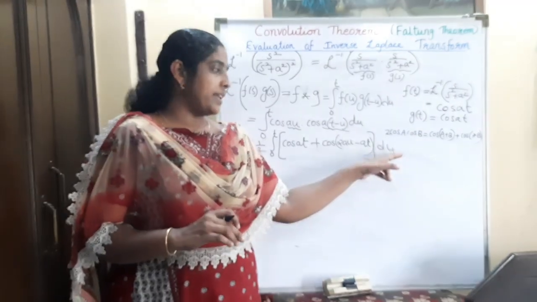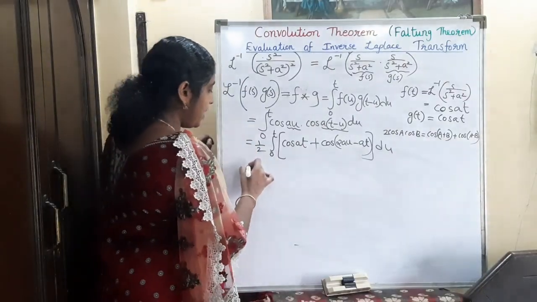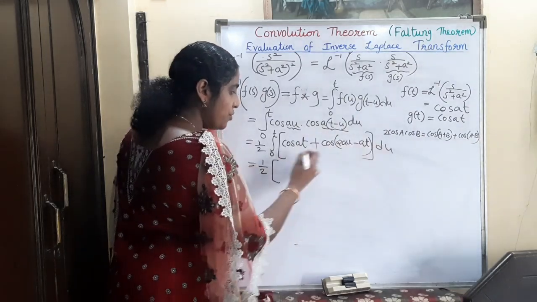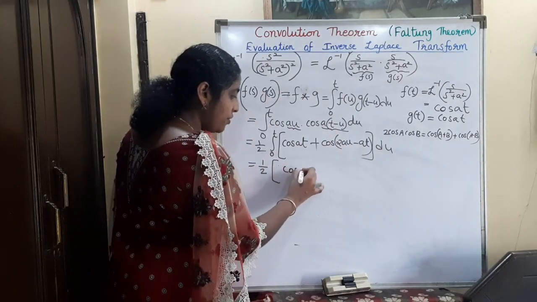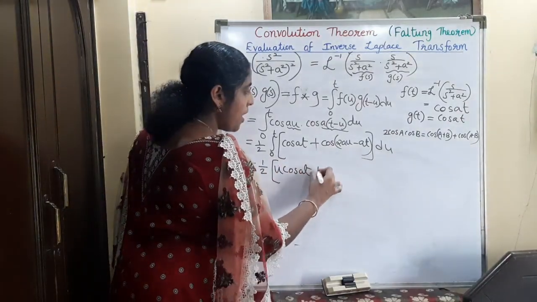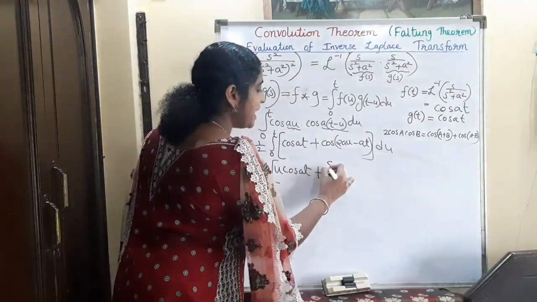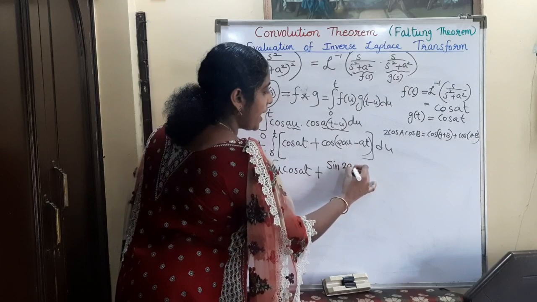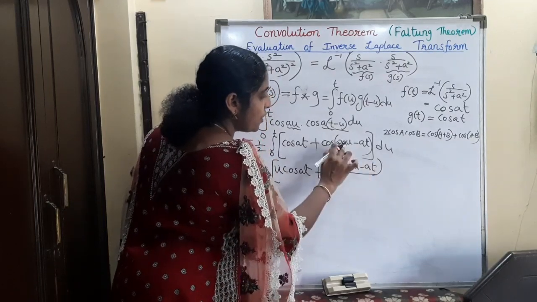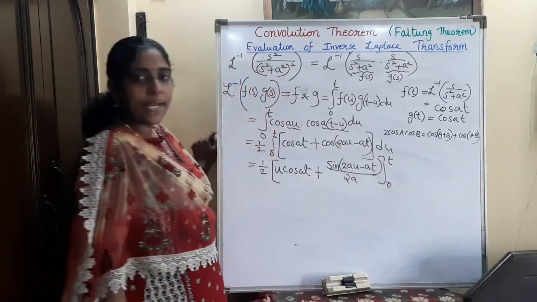Here the integration is with respect to u, so t terms are constants there. So what will be the integral here? 1 by 2 into cos 2at is a constant with respect to u. So the integral will be cos 2at into u, plus here u terms are there. What is the integral of the cos function? Sine term. So sine (2au minus 2at) divided by the integral of the u term, 2a. Apply the limit, lower limit 0 and upper limit t.